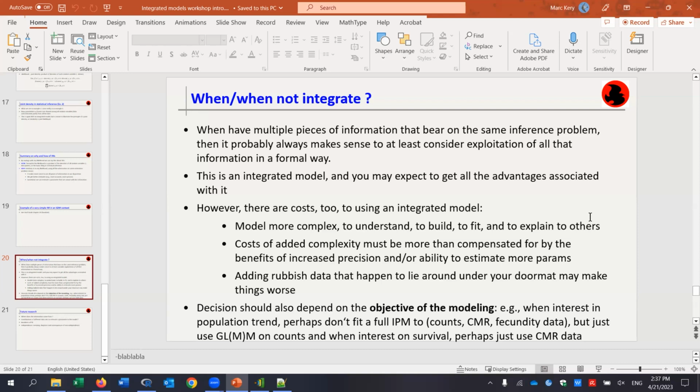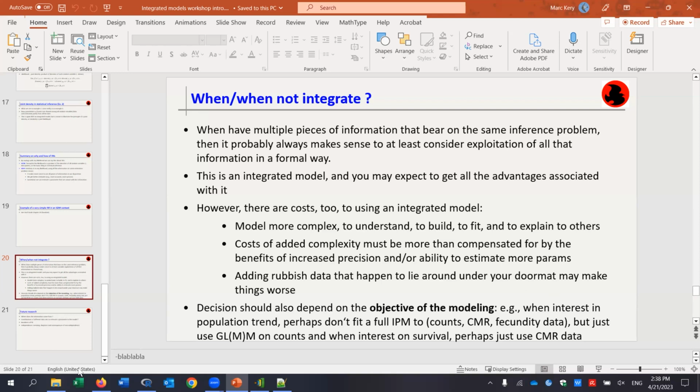In contrast, if you're interested in survival estimates, then perhaps it may be best to just take the capture-mark-recapture data, do a good old Cormack-Jolly-Seber model, and not go the full way to an integrated population model. Yeah, like this.